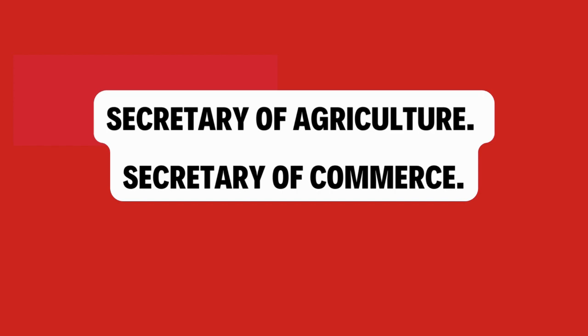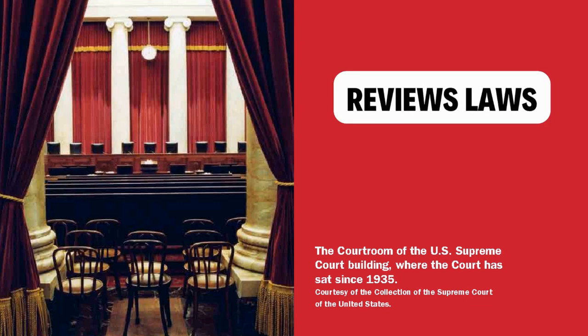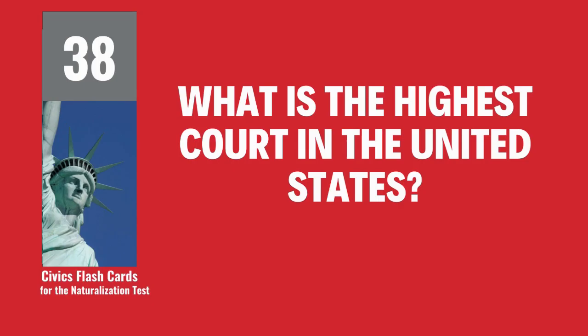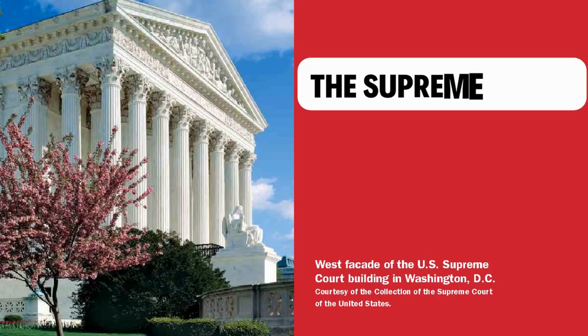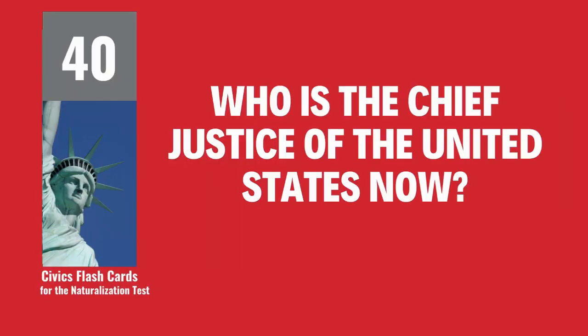What are 2 cabinet-level positions? Secretary of Agriculture. Secretary of Commerce. What does the judicial branch do? Reviews laws. What is the highest court in the United States? The Supreme Court. How many justices are on the Supreme Court? 9.